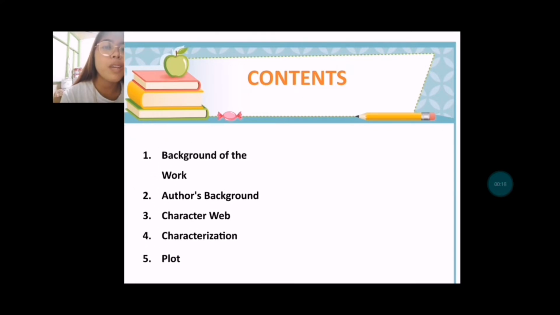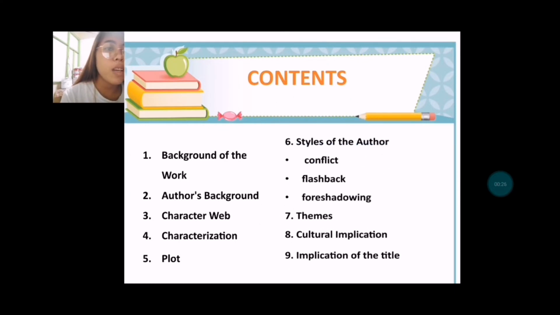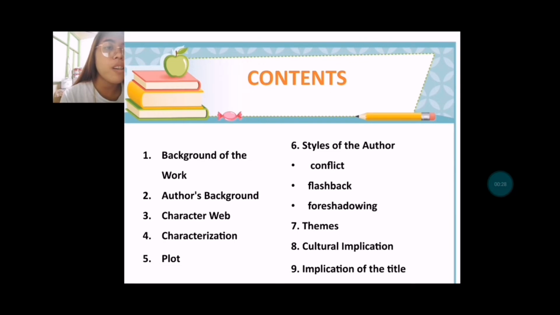First we have background of the work, author's background, character web, characterization, plot, then we have styles of the author. Under that are conflict, flashback, foreshadowing. Then we have themes, cultural implication, and implication of the title.